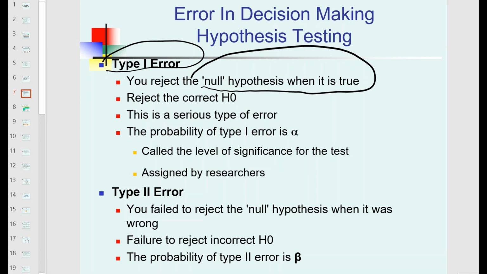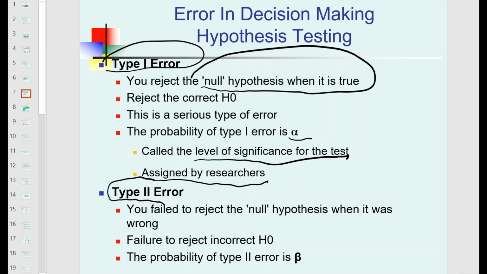The probability of a type 1 error is alpha. It is called the level of significance for the test, and it is assigned by researchers because it depends whether you want to put it at 5%, 3%, something that you are tolerable of. Usually in an exam or test question, the alpha will be given to you.